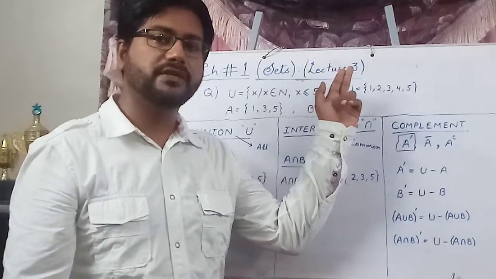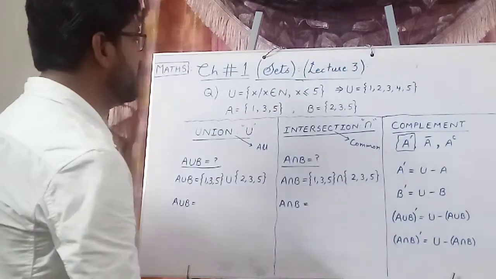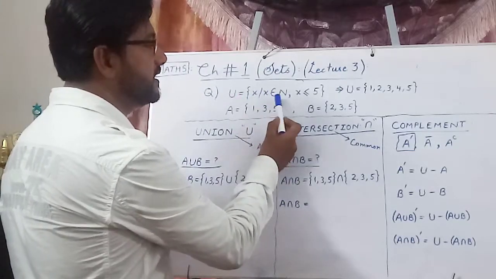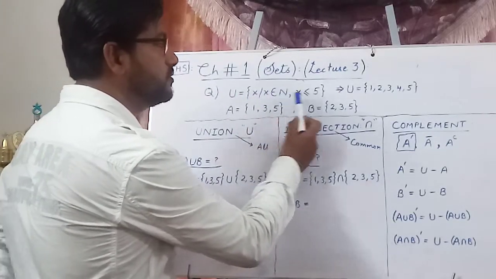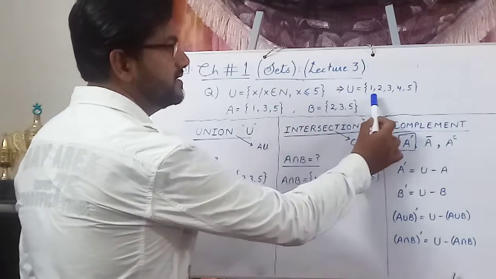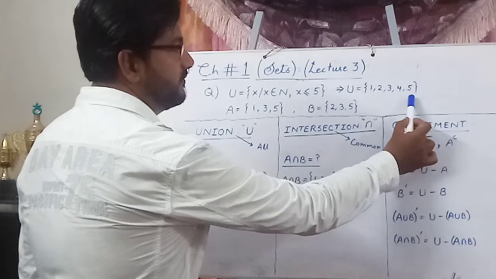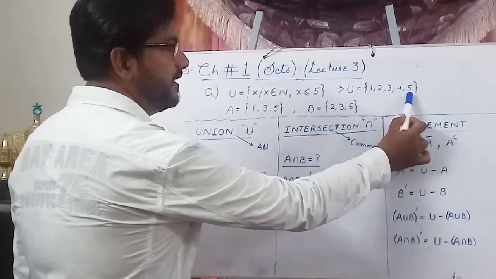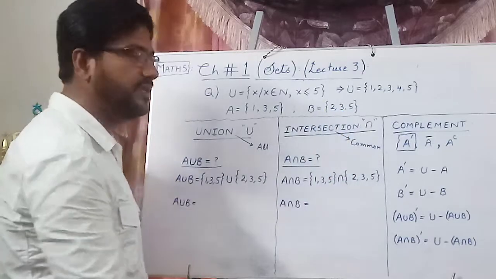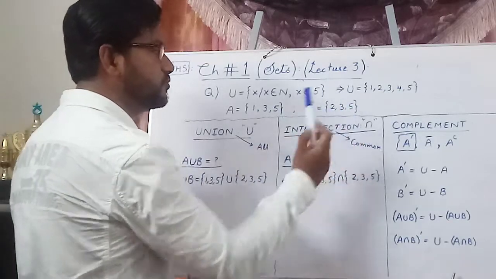So let us start from chapter number 1, sets. This is our lecture number 3. We are continuing this topic. So this is the question. U set is given, x such that x belongs to natural numbers. Natural numbers are those numbers which start from 1 and are less than or equal to 5, means 1, 2, 3, 4, 5. All the numbers lesser than 5, and also we have to take 5. And two more sets A and B are given here. A is {1, 3, 5} and B is {2, 3, 5}.